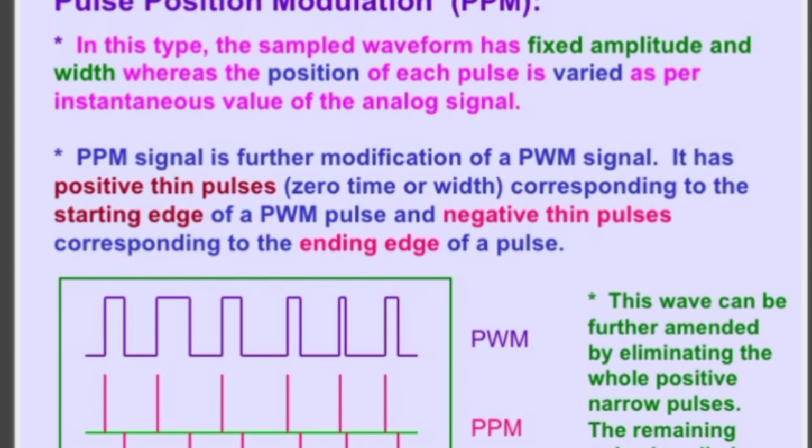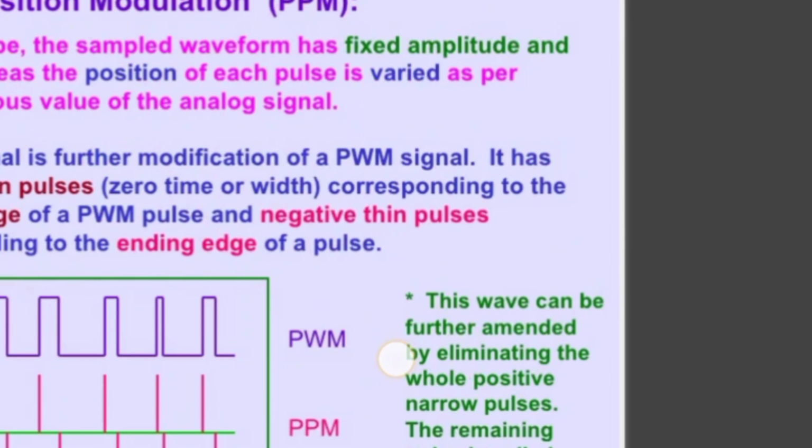Corresponding to the starting edge, it is positive. Corresponding to the ending edge, it is negative. Again, coming to that, it is the starting edge and the ending edge. The ending edge will come in negative PPM, whereas in positive PPM the pulse position is with a very thin signal. That we have to remember.